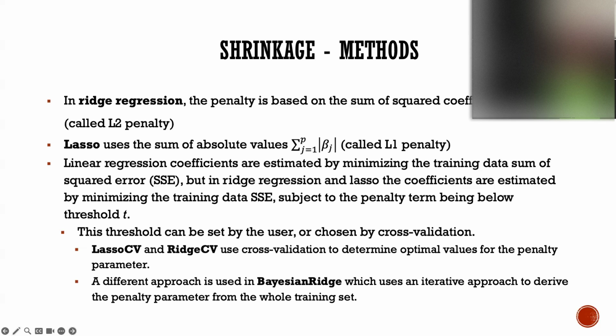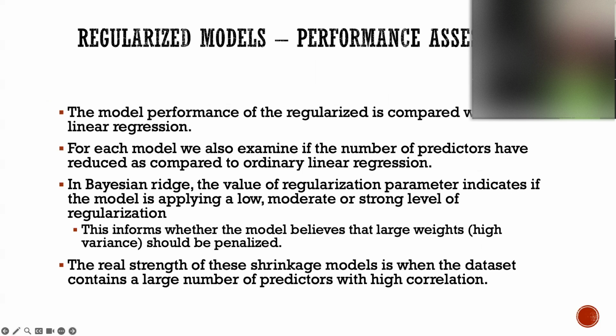So with that, I think I'm almost done with my discussion today. The last slide here is about performance assessment of these regularized models. Like we do for every model, we have to always check the model performance. So we try to look at the model performance of these regularized models, which is Lasso and Ridge, using less number of subsets compared to the normal linear regression. For each model, we examine if the number of predictors have reduced as compared to the ordinary least regression. So that's one of the objectives we have. Is that really happening or not?